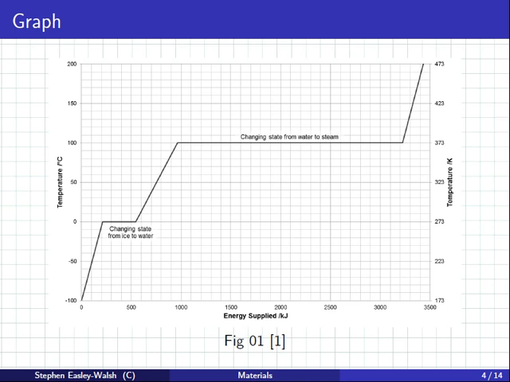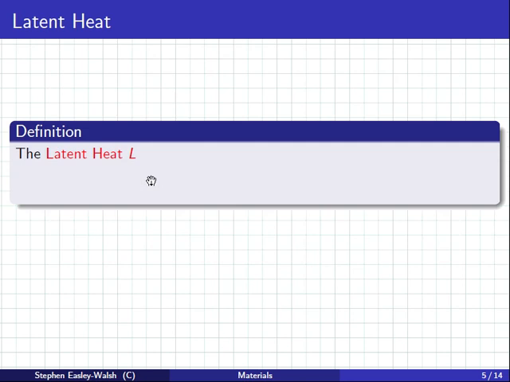Okay, have you drawn that? Right, so now on to the definition of latent heat L. Does anyone want to have a stab at the definition? The latent heat L: the amount of energy required to change the state of a substance. Nearly. You left out two things though. We usually would say a unit mass, but there's one critical thing you left out.